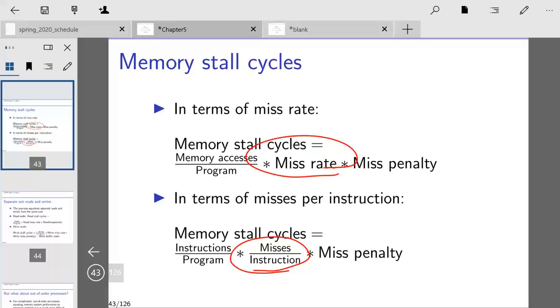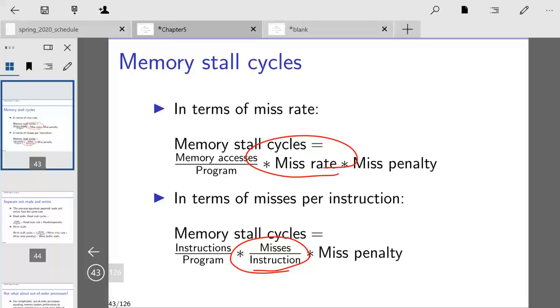And of course, what's interesting is that memory accesses per program is essentially equivalent, for an instruction cache, to the number of dynamic instructions executed, because the number of times you access an instruction cache is really the number of times you fetched. Now, for an x86 processor, that calculation would get a lot more complicated, which is why we only consider RISC processors.